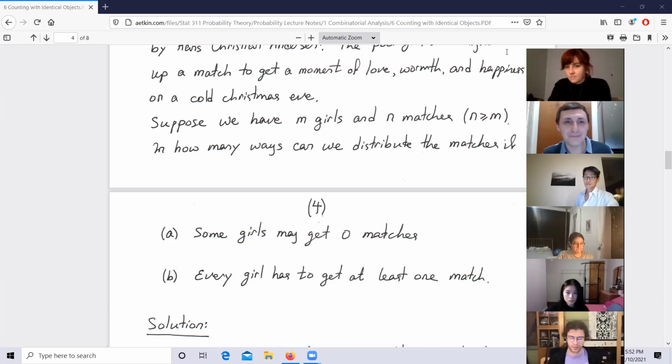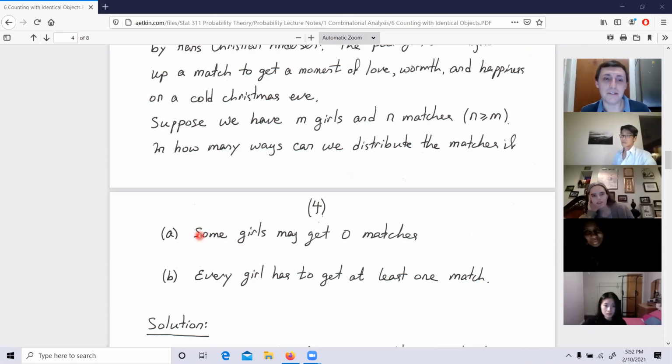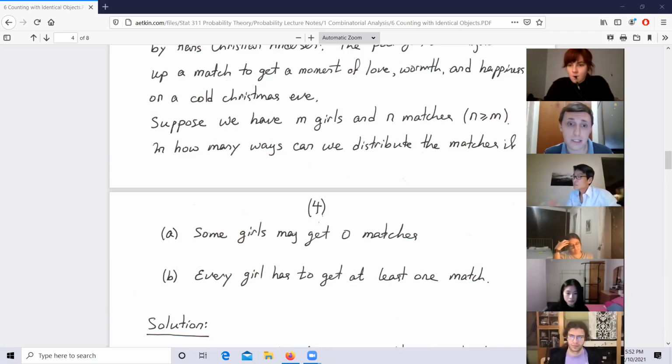Let's continue. You understand the question, yes? Guys, again, quickly tell me, please, some girls may get 0 matches. How many ways to distribute the matches to them? That's easy, obviously. Anton, you're saying M plus N minus 1, choose N for part A. Everybody understands. It's the same problem we just solved before. Now, can you solve problem number B?